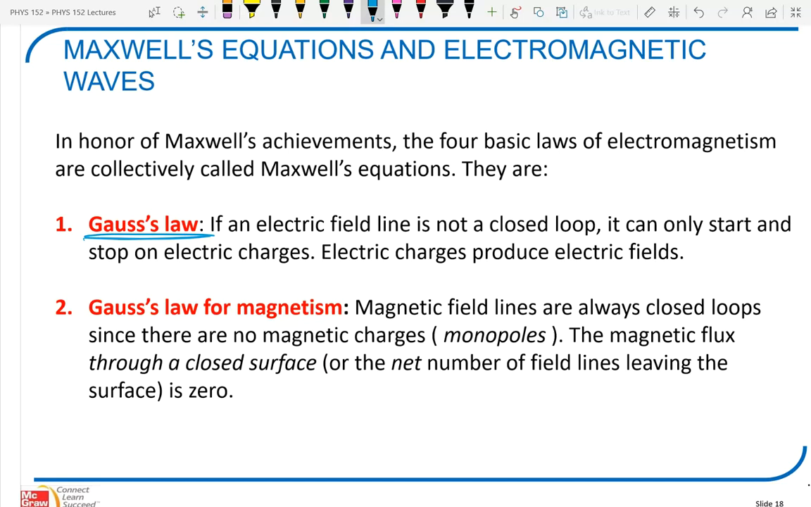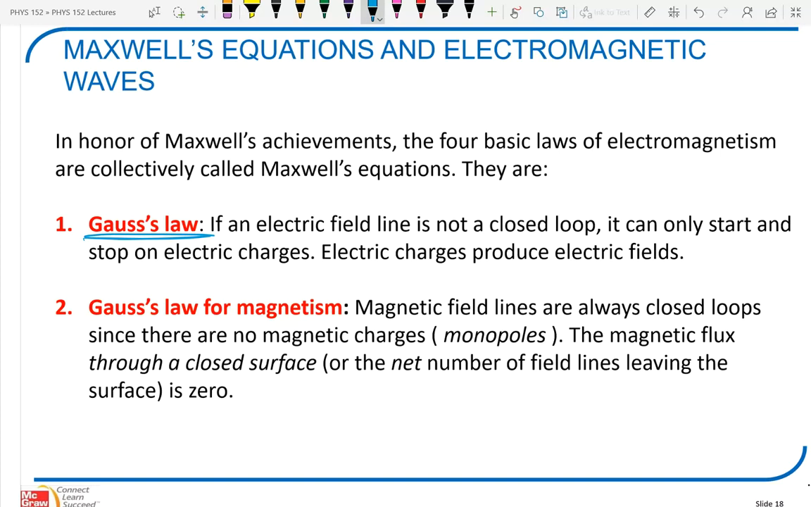Coulomb's law is fundamentally the same as Gauss's law. It's just looking at it from a different angle. So that's the kind of thing that Clerk Maxwell eliminated. We don't need two different equations that are looking at it from different angles. We only need one. The second law is Gauss's law for magnetism.